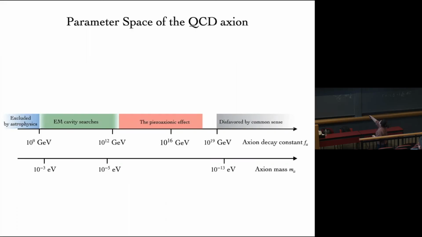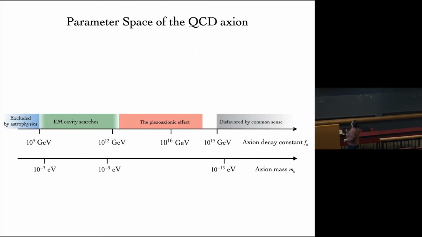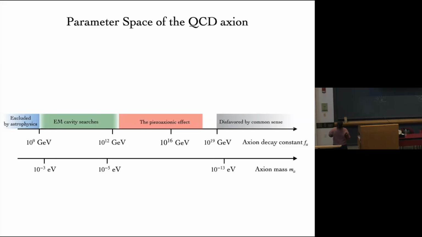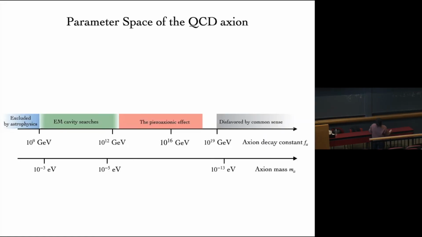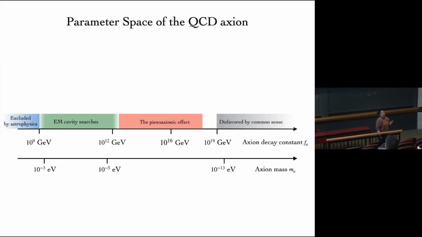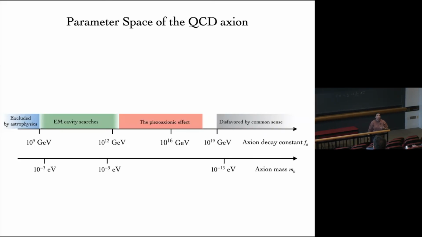So this is what you see here, the parameter space of the QCD axion. Below 10 to the 9 GeV, this decay constant is excluded by stellar cooling and supernova observations. Above 10 to the 19 GeV, we exclude that range basically because of common sense. We don't think you can have decay constants much larger than the Planck scale. But, I mean, they make perfect sense if you just write them down. Okay?